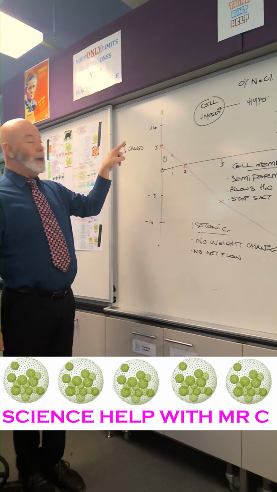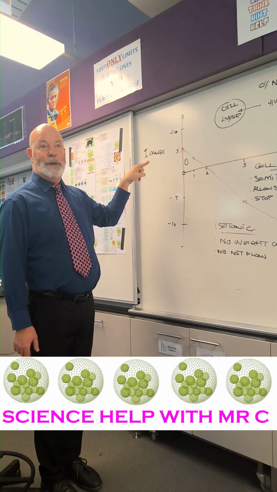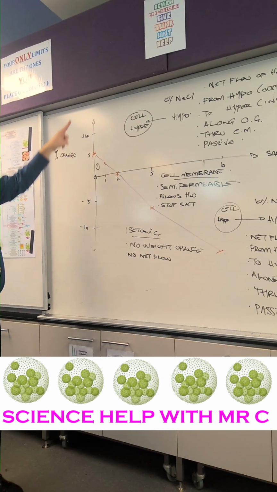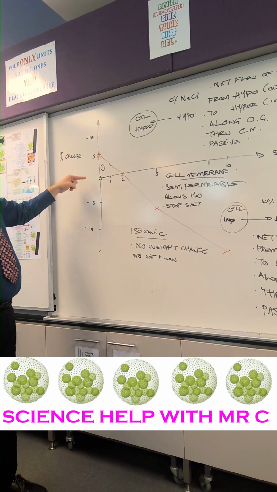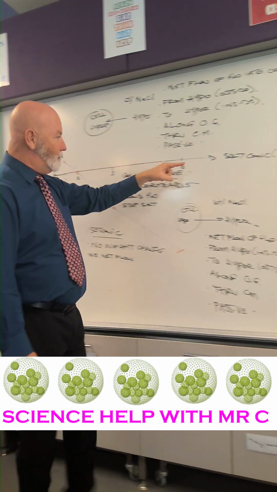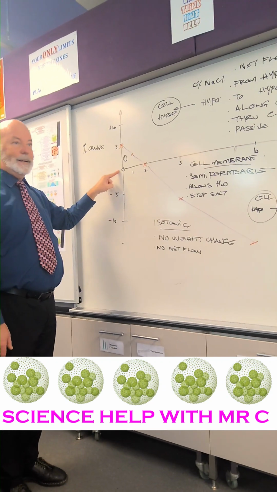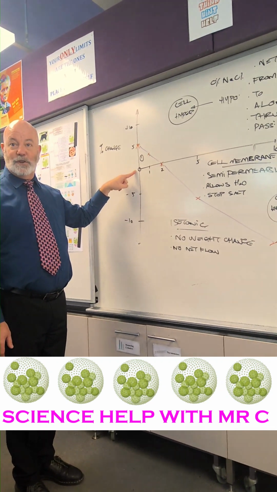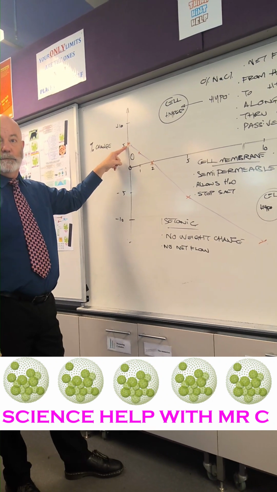Right, so here is the graph we will get from the experiment. On the y-axis, we're going to have the percentage change. On the x-axis that runs through the middle of the graph, we're going to have the salt concentration. At 0% salt, which is distilled water, we should get the most mass increase.